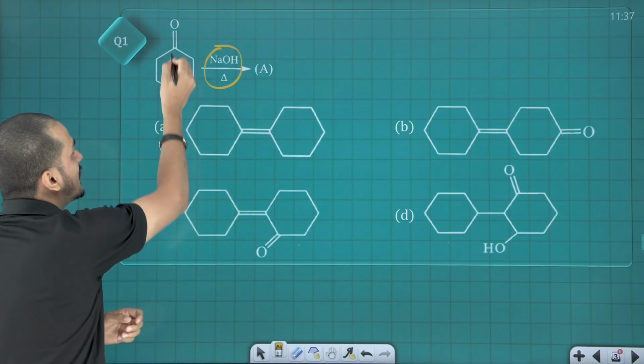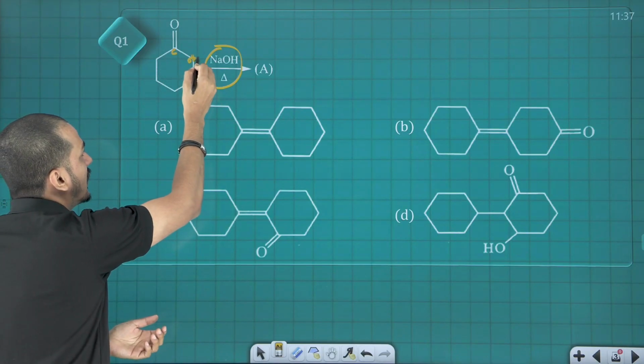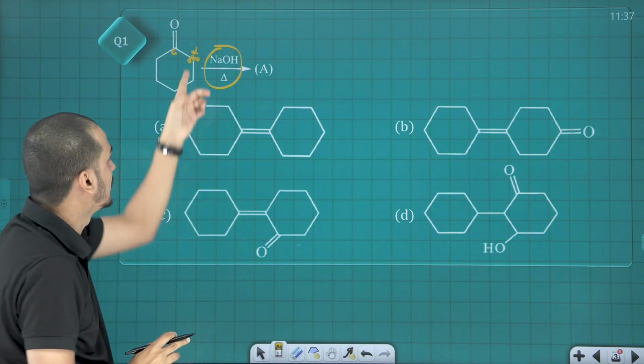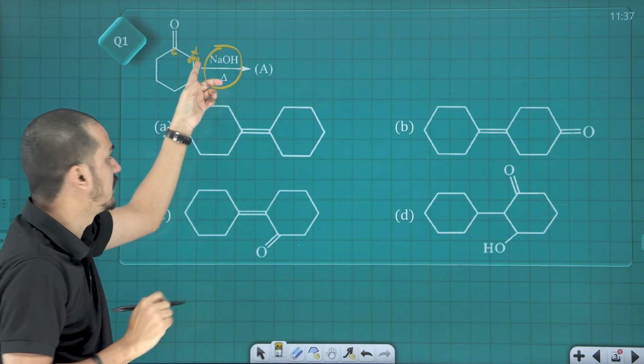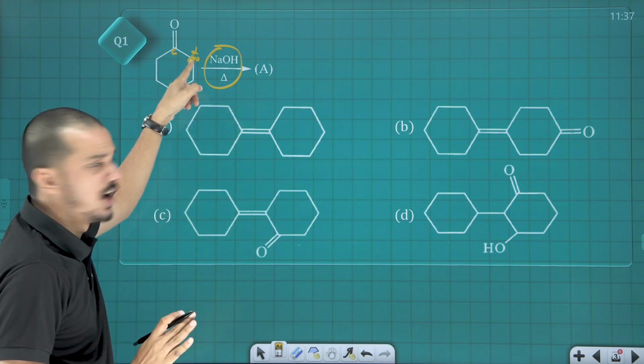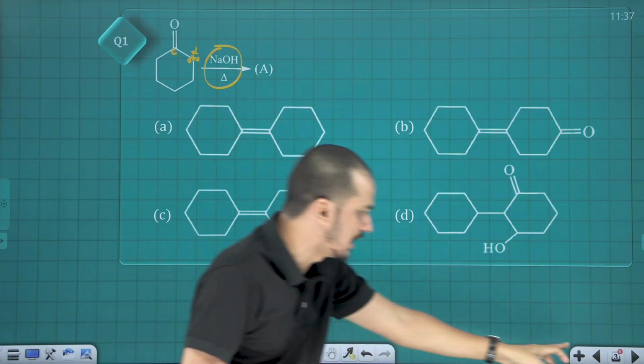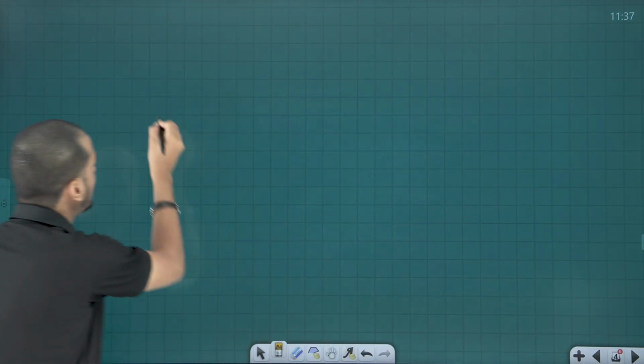Here, this is actually C double bond O that is attached with CH2. Here alpha hydrogen is there. That's why it is aldol condensation. For a ketone, we generally call it aldol condensation. So here, how does the reaction go? Now let's look at the aldol condensation. That is the idea we have to keep in mind.